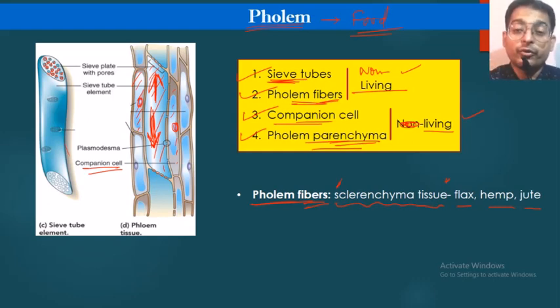You know, a lot of ropes and all these things, bags are made from jute. Okay, they are made from jute. So what are these jute fibers? They are nothing but the phloem fibers. Okay, they are the phloem fibers. So they are having a lot of flexibility and strength. So they are very useful.